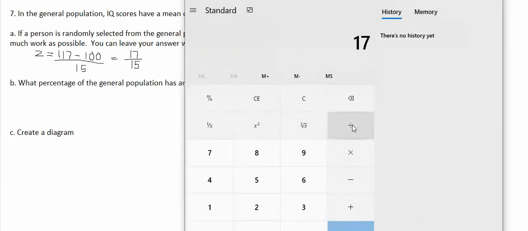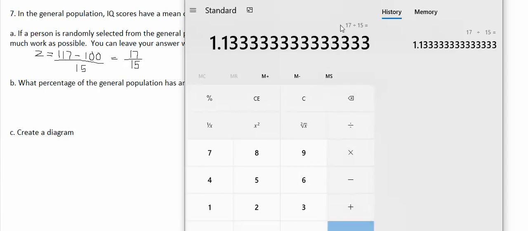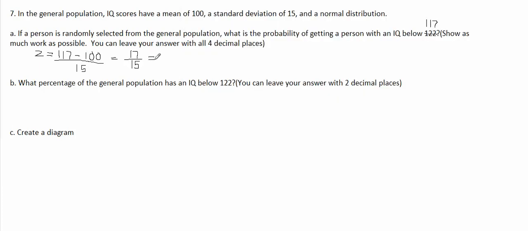So 17 divided by 15 equals 1.13. And in this type of a problem, you have to leave 2 digits after the decimal point in order to use the z-table. So we're going to make our answer 1.13. The third digit is a 3, so we round down. This number stays at 3, right? So it's 1.13. And I'll put a plus in front just so we know that it's a positive z-score.